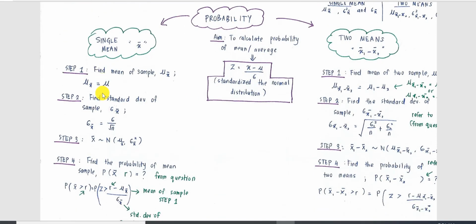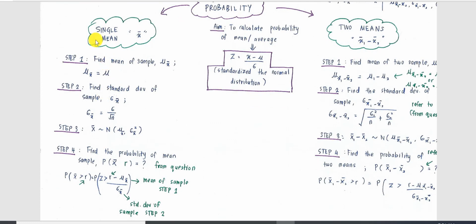Now, there are 4 steps in getting the probability of the single mean. So what does it mean by single mean? That means we want to calculate the probability of the mean, single mean for only one mean, and two means for between the two means. There are 4 steps.